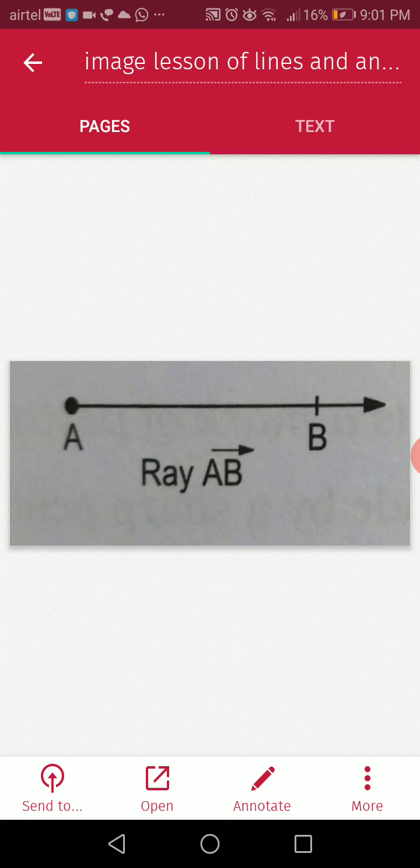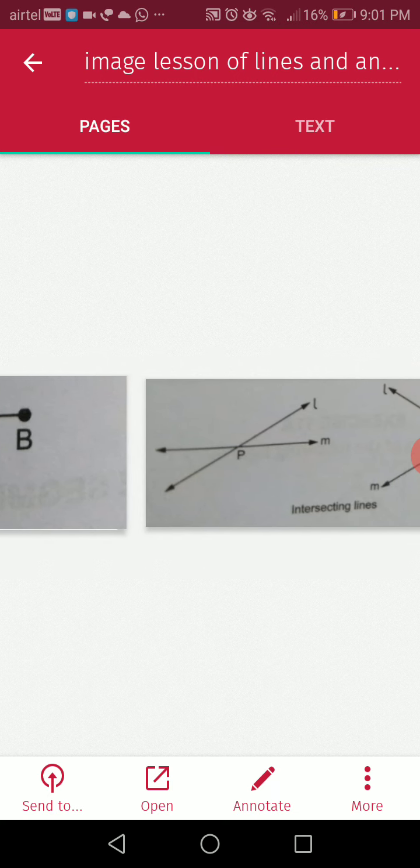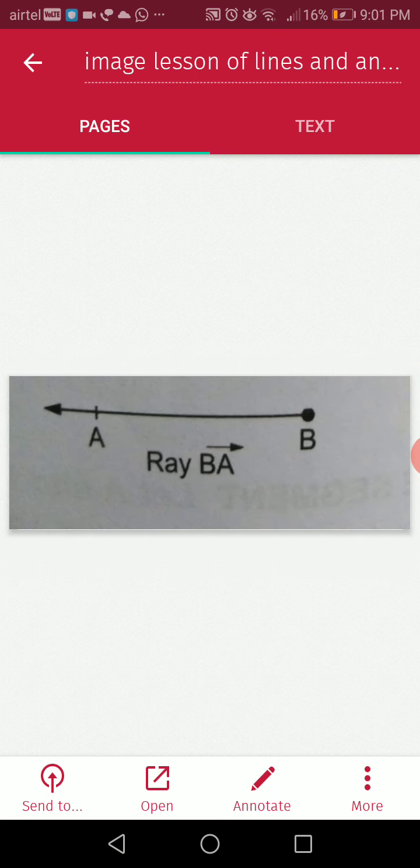You can easily recognize the image of a ray. This is also a ray, but in this ray the initial point is B.